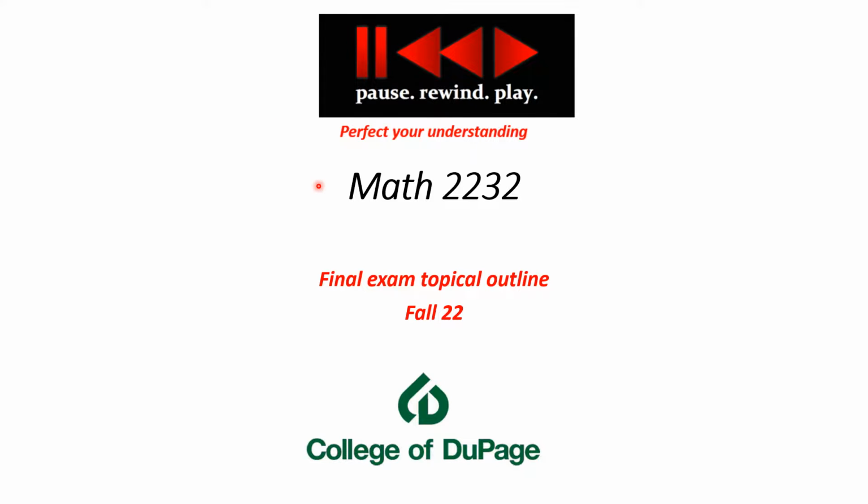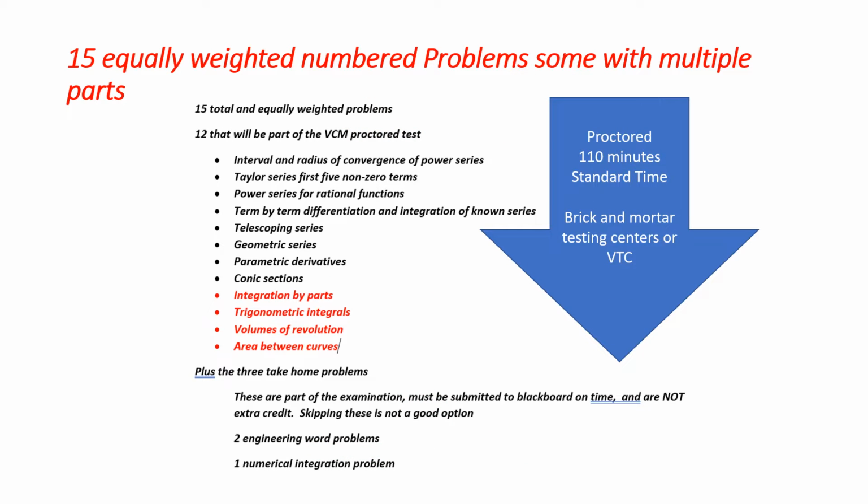This is Math 2232 coming to you from the College of DuPage, and the title of this lecture is Final Exam Topical Outline Fall 22. As always, please be attentive listeners while watching this video. The exam is comprised of 15 equally weighted numbered problems, some of which will have multiple parts.